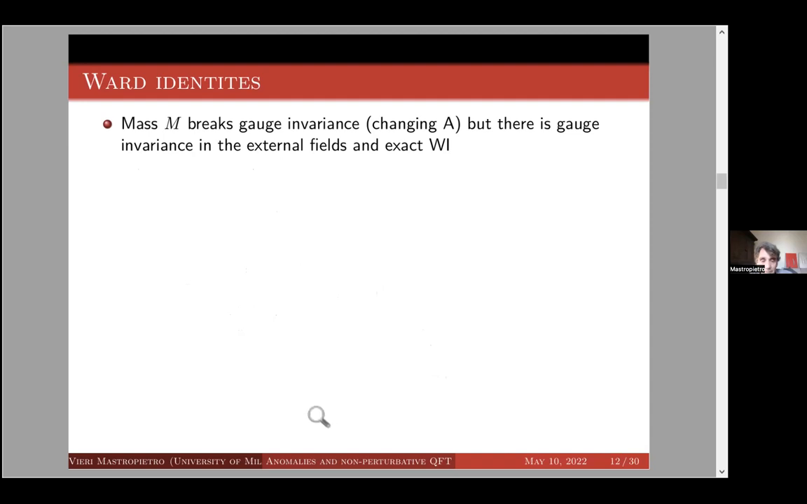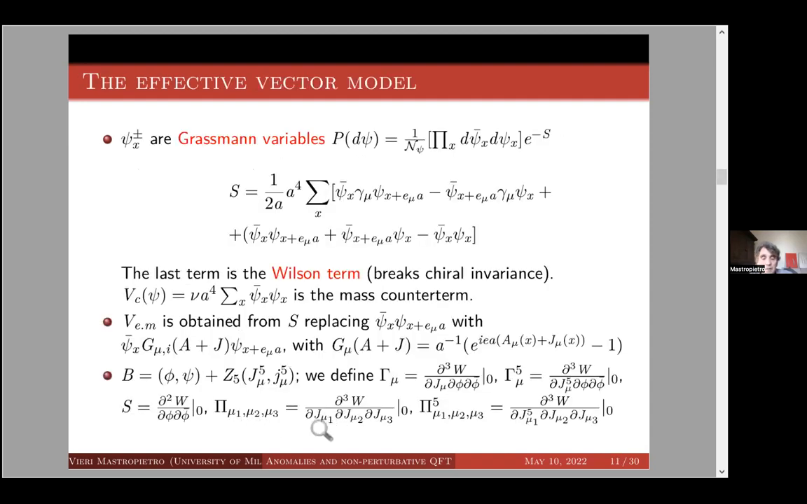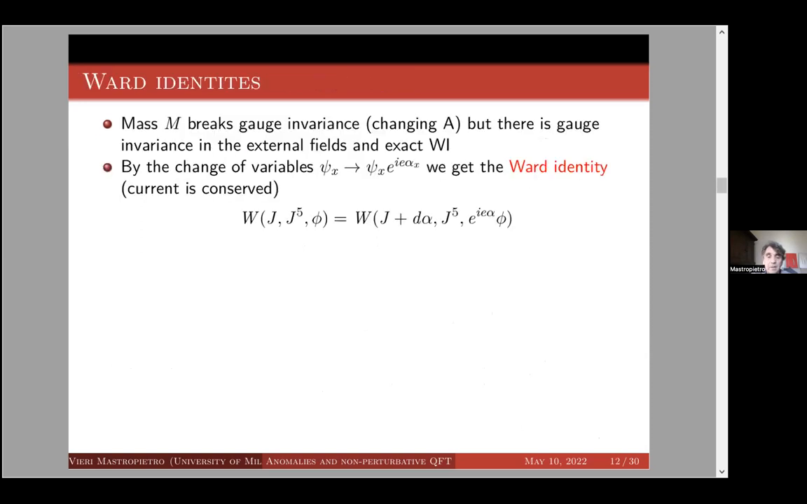So Pi mu1, mu2, mu3 is the derivative with respect to J mu1, J mu2, J mu3. Pi 5 is the derivative with respect to J5, J mu2, J mu3. So this is a lattice model in which everything is well defined and finite dimensional. I have introduced the J5 by hand with this minimal substitution. Everything is well defined.